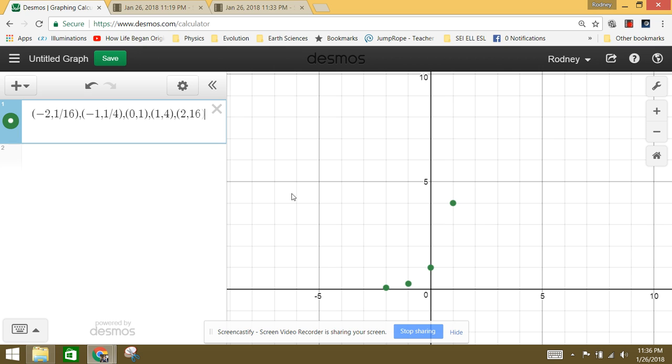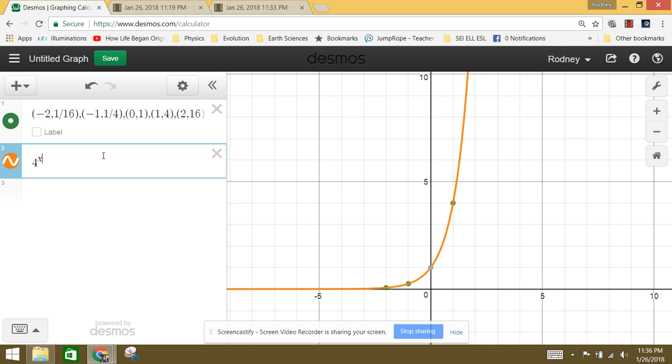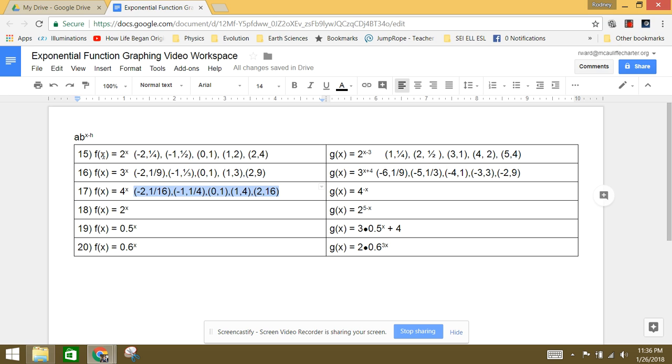Okay, so let's go ahead and plot those, and we can see that this is 4 to the x, and it goes right through them very nicely. All right, this one, the transformation of this function, the shifting of it, is a little different. I'm not adding or subtracting some of the x. Instead, I'm switching the sign of x.